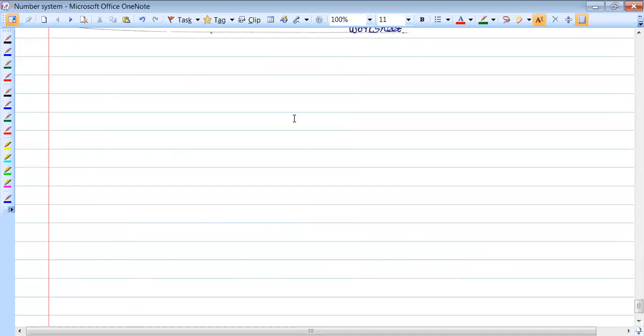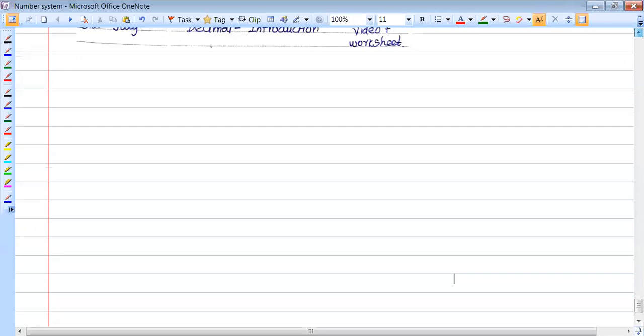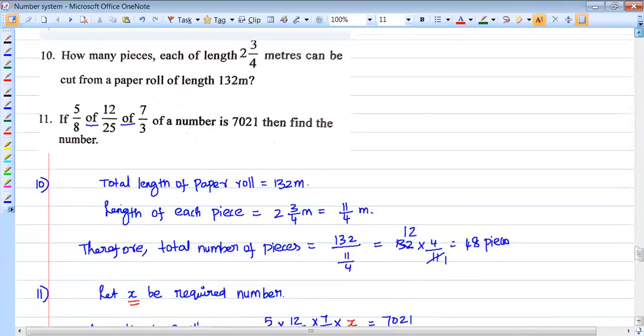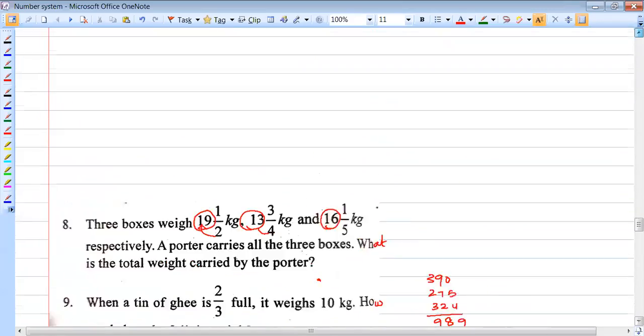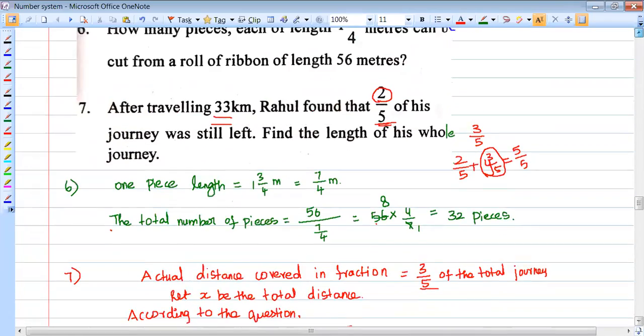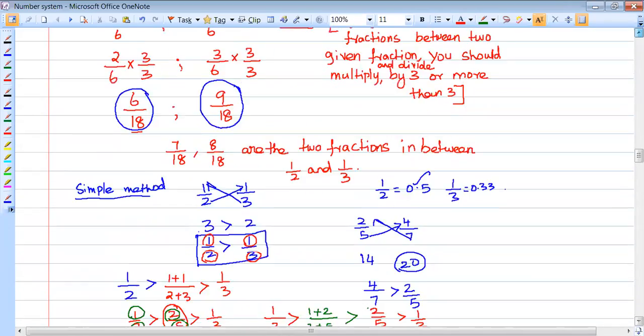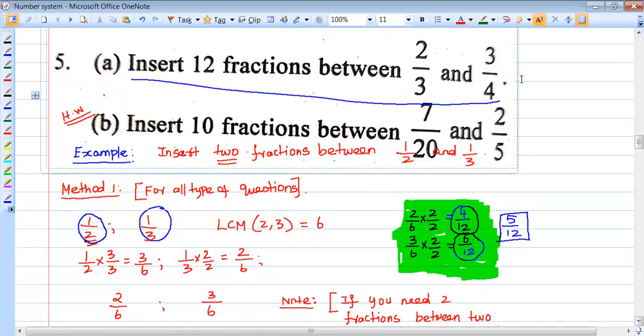So let me see which questions I gave as homework, then let's check. This question I gave as homework, right? Insert 10 fractions between 7 by 20 and 2 by 5, correct? So for this question, how can we write?